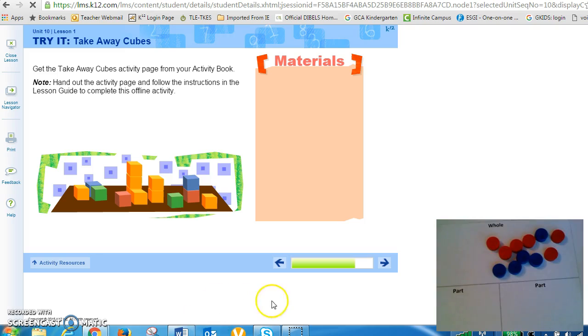I hope this has been a helpful video. Make sure that you have completed your activity page. That is page 207 and 208. You'll want to use your cubes as you work through those subtraction problems as well.